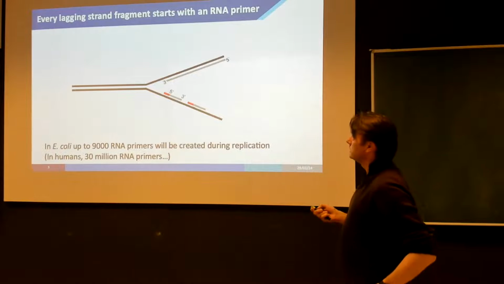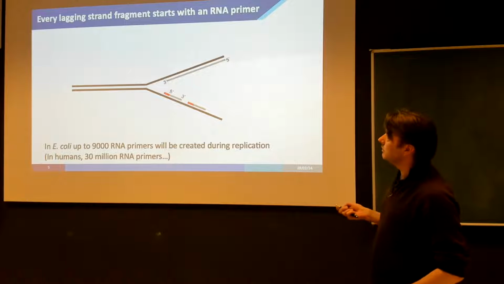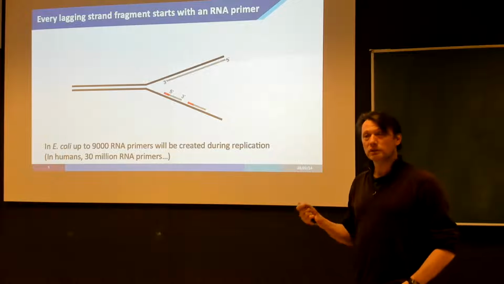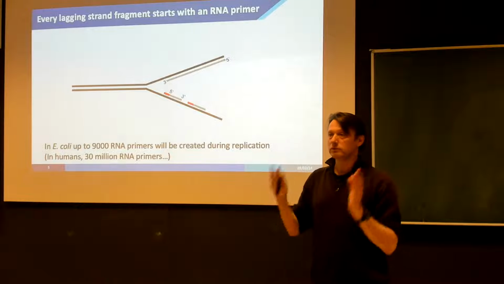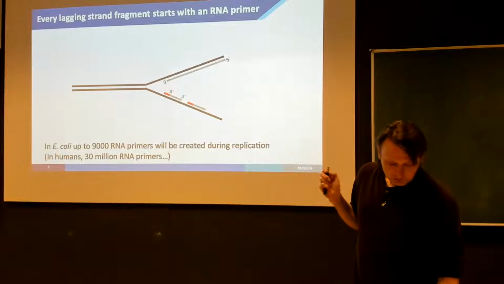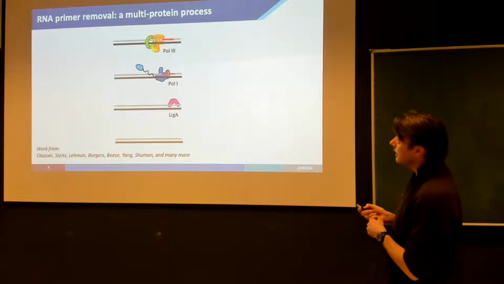And this is not just a few. This is about 9,000 RNA primers that will be created in the E. coli genome and about 30 million RNA primers in the human genome. So this is something that we really need to be careful about, because if you muck it up, you introduce mutations, you introduce breaks, and you need all kinds of hassle. So this is a very important process. Otherwise, we're in trouble. Now, from E.